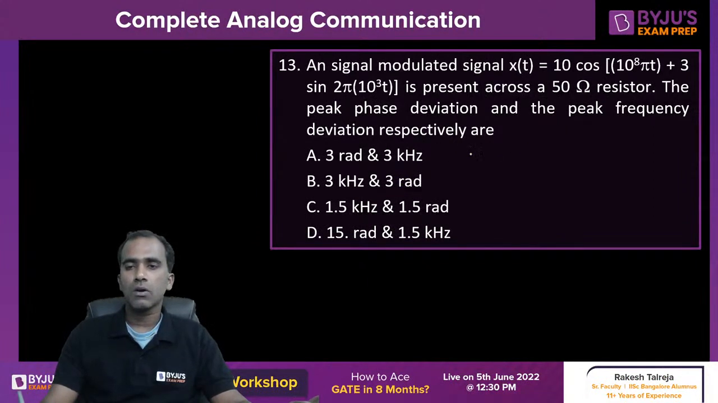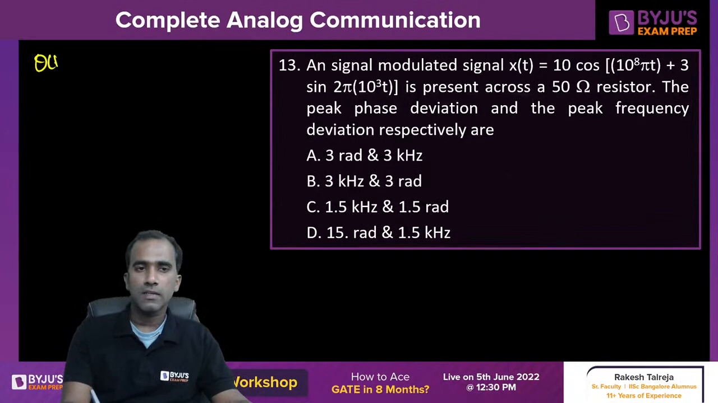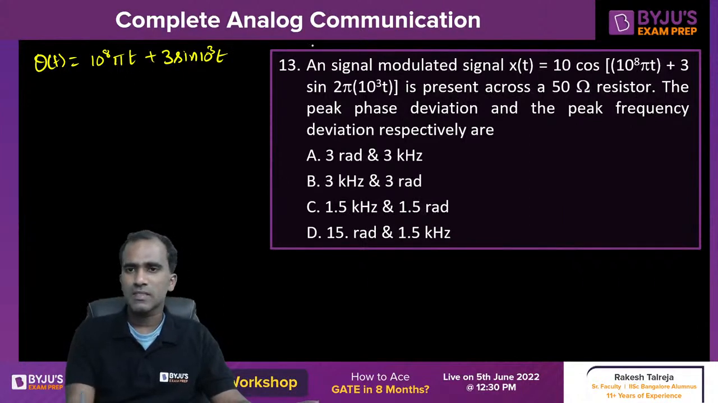So in this question, they're talking about peak phase and frequency deviation. So what is the angle here? Now the basics that we have discussed previously will help us. The angle is 10 to the power of 8 pi t plus 3 sine 10 to the power of 3 t. This is the angle. This is a simple sinusoidal signal, single tone modulation, right?